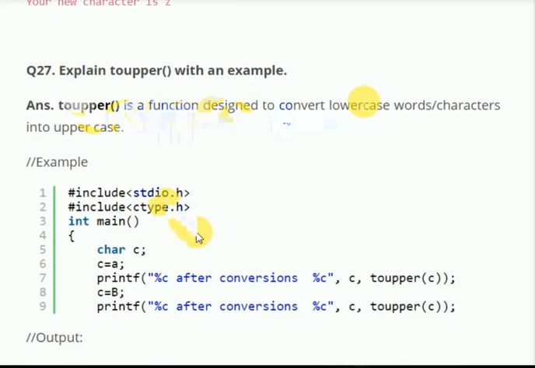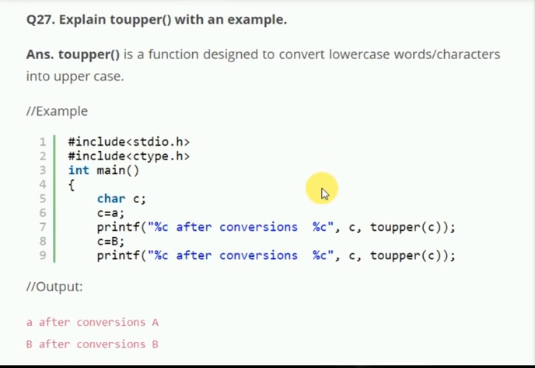toUpper is a function designed to convert lowercase words or characters into uppercase. We include ctype.h, which is the header file for toupper. char c = 'a'; here in single quotation marks a should be present, otherwise it will give an error. printf after conversion prints %c, c, toupper(c), so after conversion it prints A.